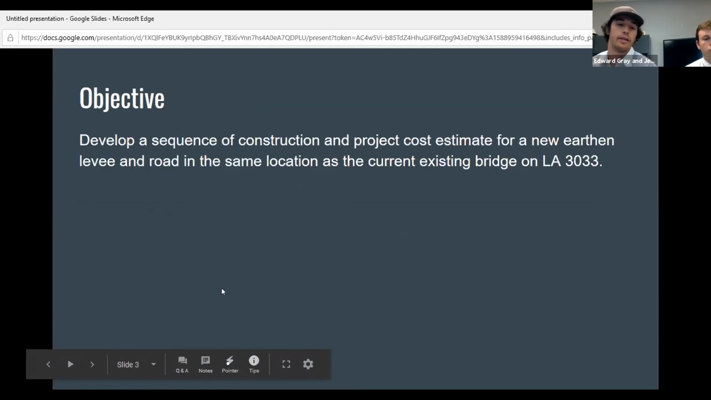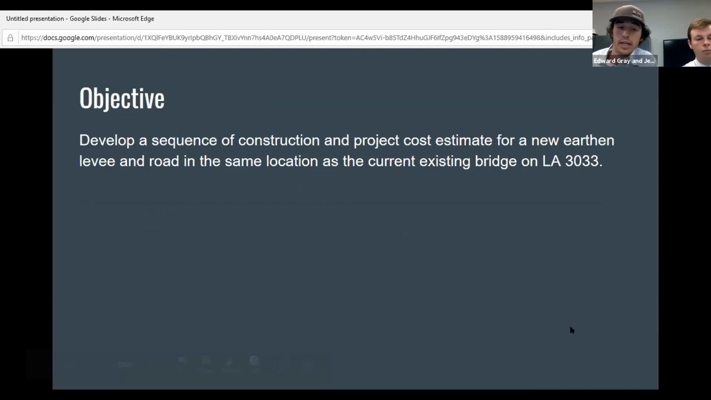Now, our goal here is to develop a sequence of construction and a project cost estimate for an earthen levee and a road traversing the top of it in the same location as that current existing bridge on LA 3033. So I'm going to give this to Joseph here to show you a few images of where our project is.